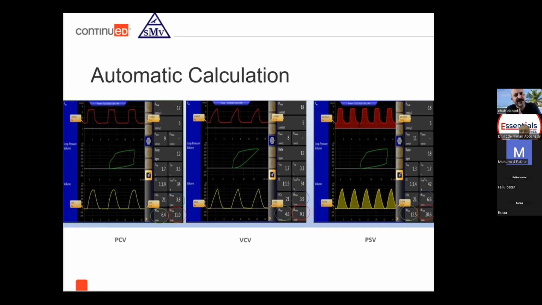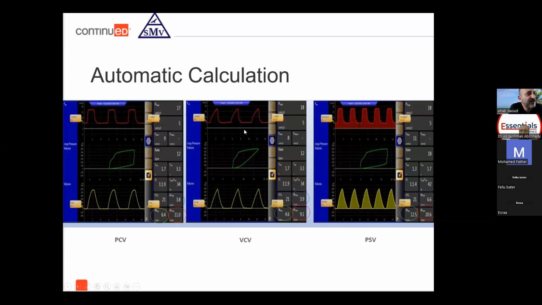And this changes very frequently, right? So it will be very hard to stand beside the ventilator and do these equations every time you make a change or every time the patient has a change. So the reality is we need automatic calculation by the ventilators.